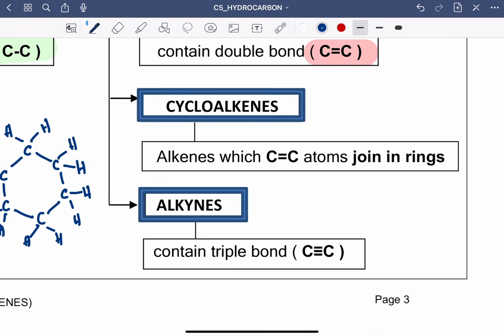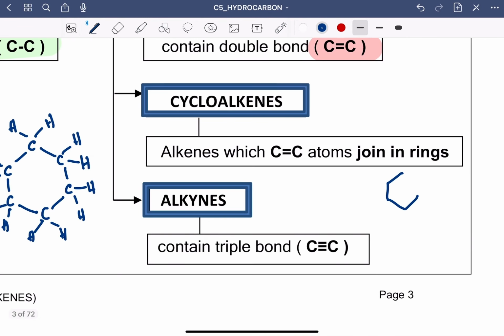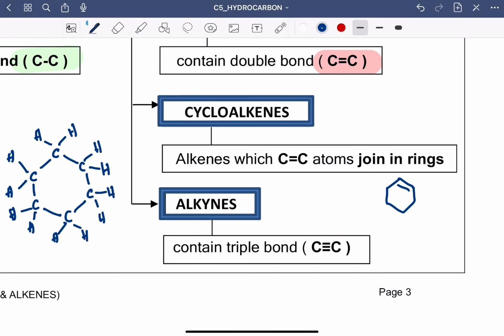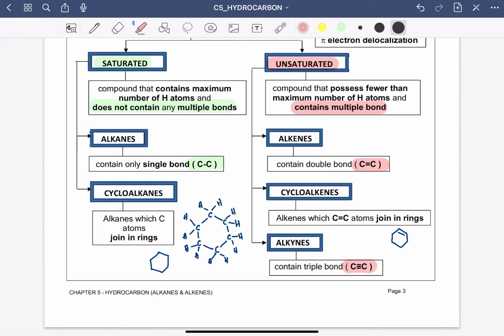Alkenes, in other words, are a cyclic carbon with a double bond inside, or maybe with a triple bond inside. But usually double bond. And alkynes, yeah, this one.